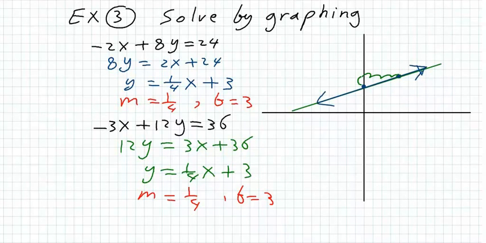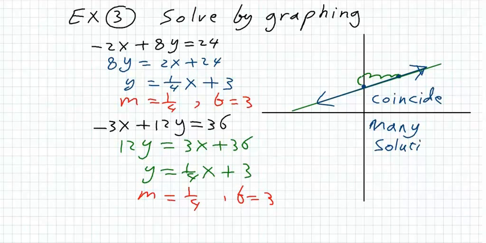This condition is called coincident lines. And in this condition we say that we have many solutions. Why? Because all points on the first line are at the same time points on the second line. So we have an infinite number of solutions. By this we reach the end of our lesson.